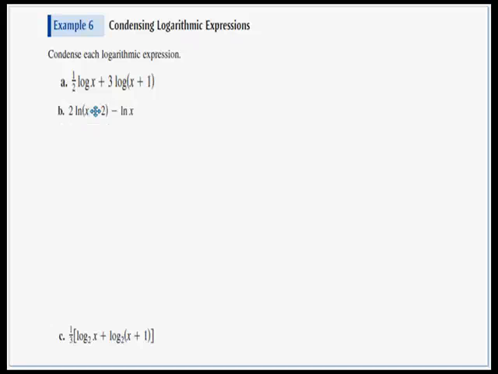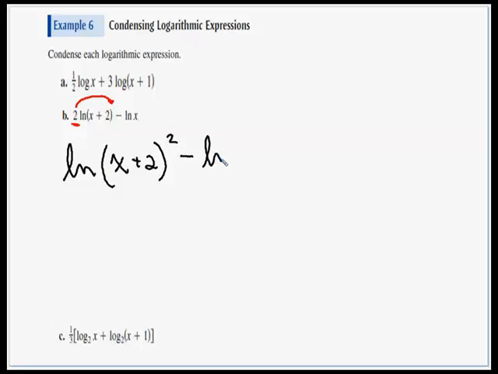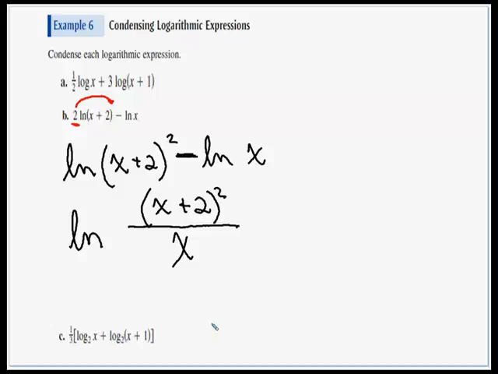And let's check out letter B here. The first thing I focus in on is this coefficient in the front. That's going to come up and become an exponent. The ln of quantity x plus 2 squared minus the ln of x. Well, we have two logs being subtracted, so that's going to turn into a quotient, the ln of a fraction. Our numerator is the first quantity, x plus 2 quantity squared, and the denominator is the second, just plain old x. So x plus 2 squared over x.